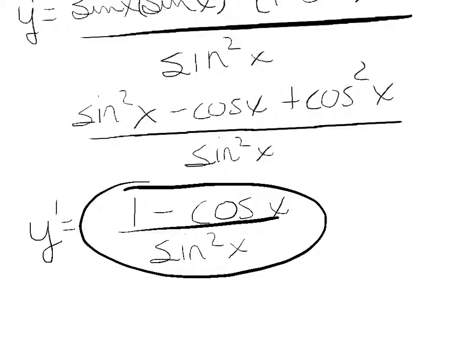Sine squared plus cosine squared. So you couldn't cancel out sine squared x? No. Can't do that? No. Never? Never. If you were multiplying sine squared times everything else, if it were a factor, you could, but not if it's a sum or a difference.